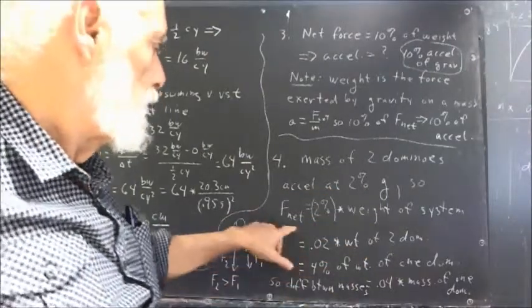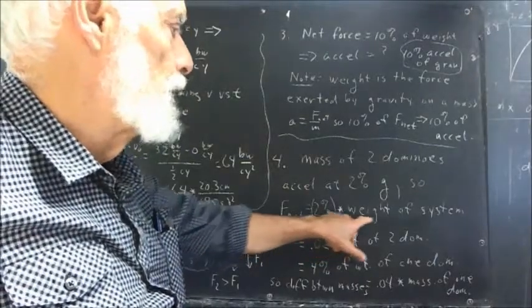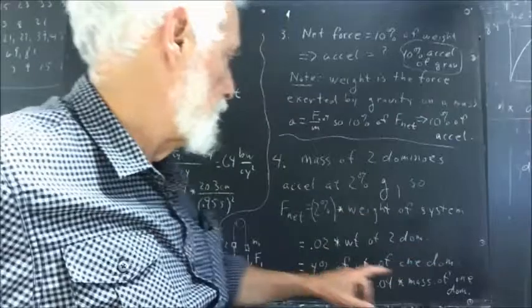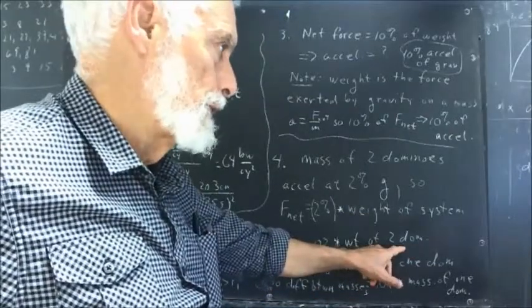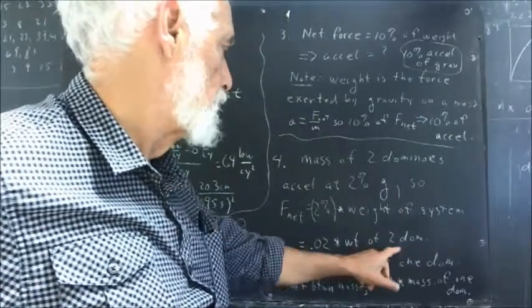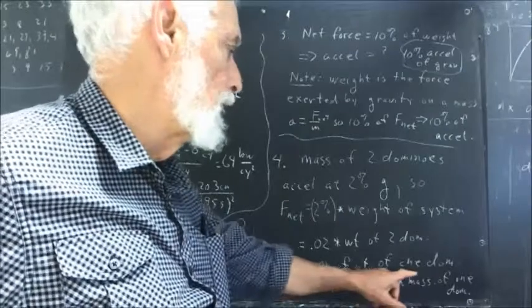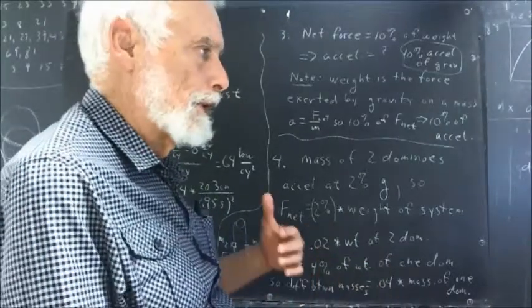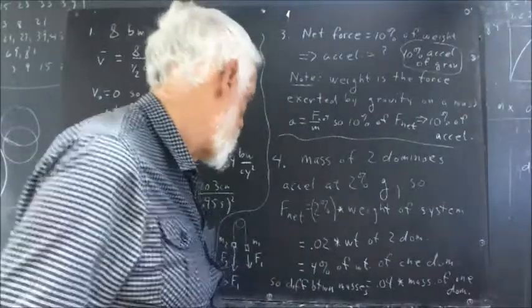Well, the net force is 2% of the weight of the system. Okay, what's the weight of the system? It's the weight of 2 dominoes. And 2% of the weight of 2 dominoes is 4% of the weight of 1 domino. So our net force is 4% of the weight of a domino.